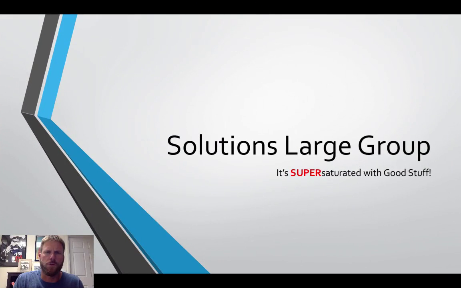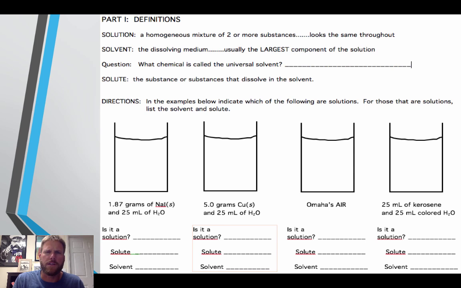The solutions large group is supersaturated with solution content. So let's not hesitate and get right into the material. We know the basics about solutions already. A solution is a homogeneous mixture of two or more substances.